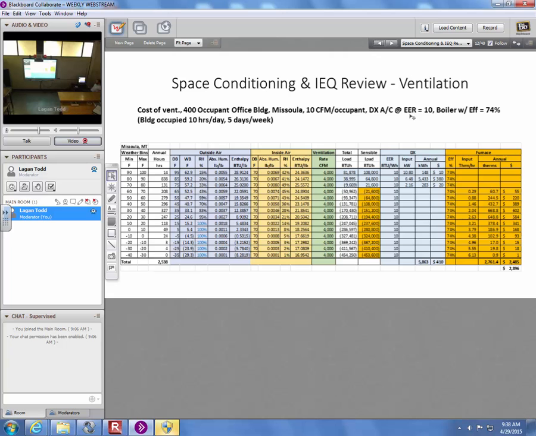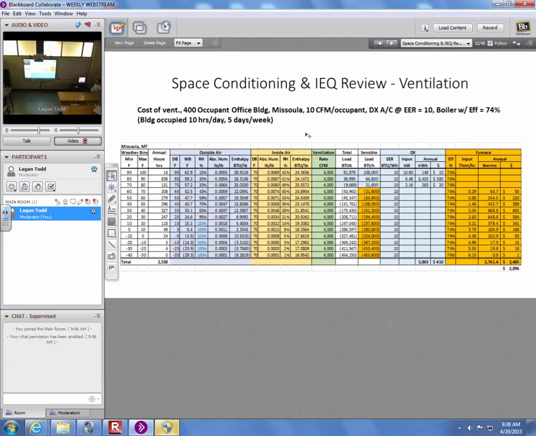So same kind of calcs. I've still got DX AC at EER 10, and I've got a boiler at 74%. And now we're looking at, what does that say, almost $2,900 a year. So the $200 in your house might sound affordable, but this becomes a real burden for big buildings with a lot of occupants. Everybody's budgets are different, but a lot of our school buildings are pretty strapped for money, right?